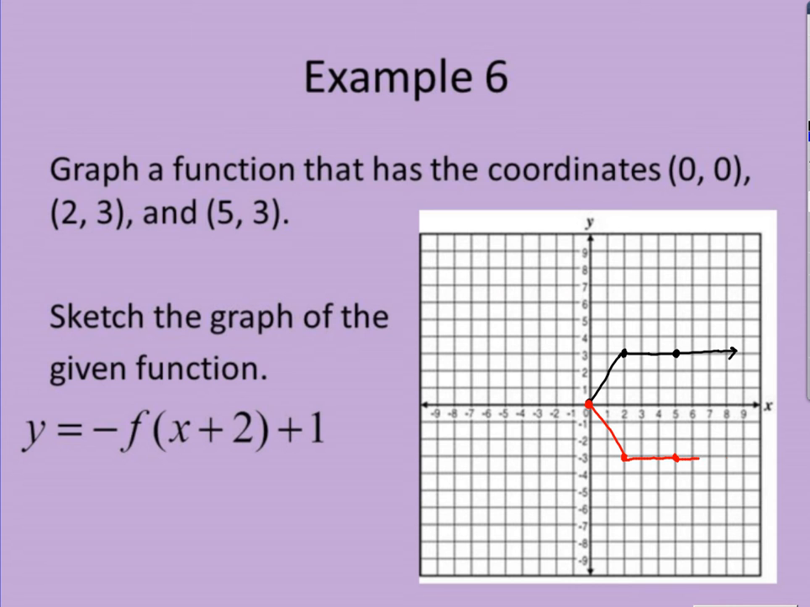But then we need to translate our function. Remember, when you pull it out of the parentheses, you change the sign. So this means I need to move every point 2 units to the left and 1 unit up. So if we start at this point right here, we move 2 units to the left and 1 unit up, we're going to end up here. 2 units to the left, 1 unit up. And this will be our final graph.